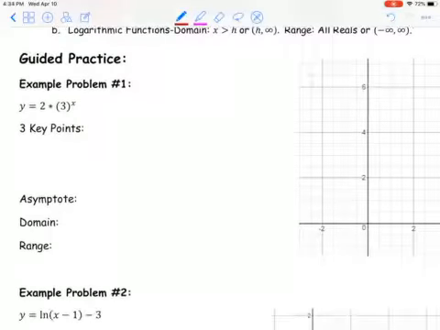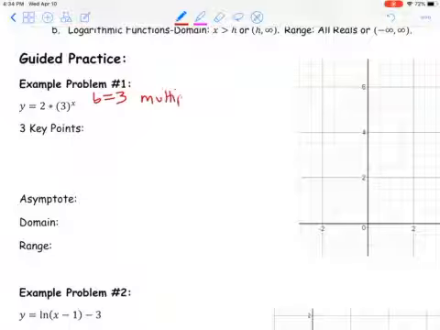So let's try this. Our base here is 3, our multiplier is 2, and we have no shifts. That's kind of the 3 things you look at right away.